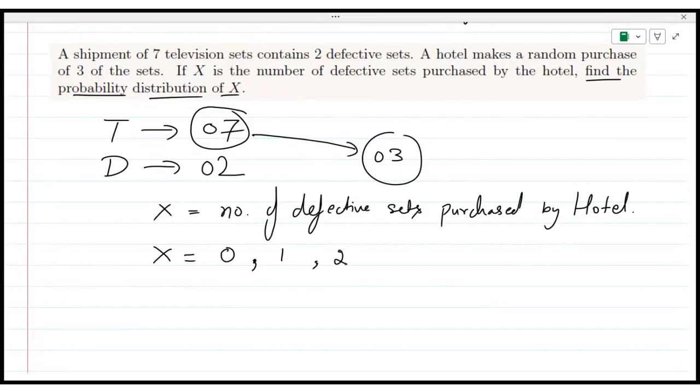But now more than 2 cannot be defective, right? Because there are only 2 defective out of 7, right? So that is why 3 is not possible. Now we are asked to find the probability distribution.